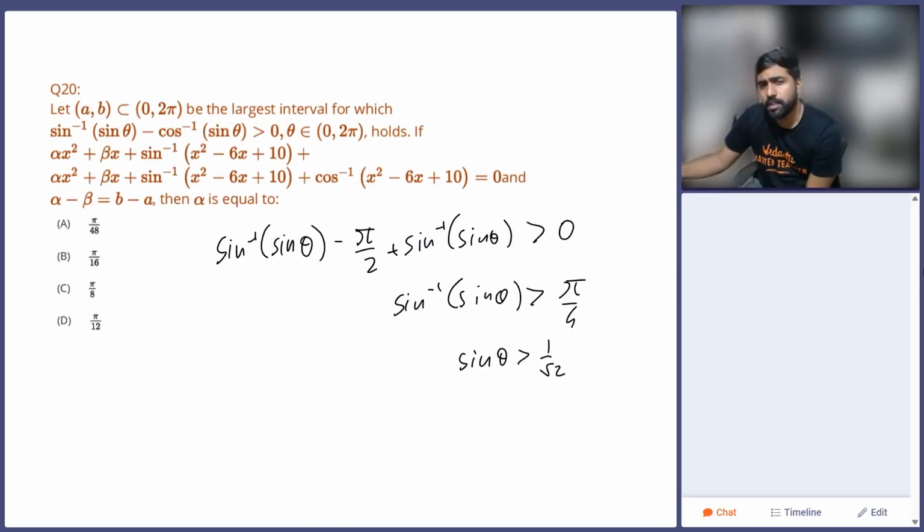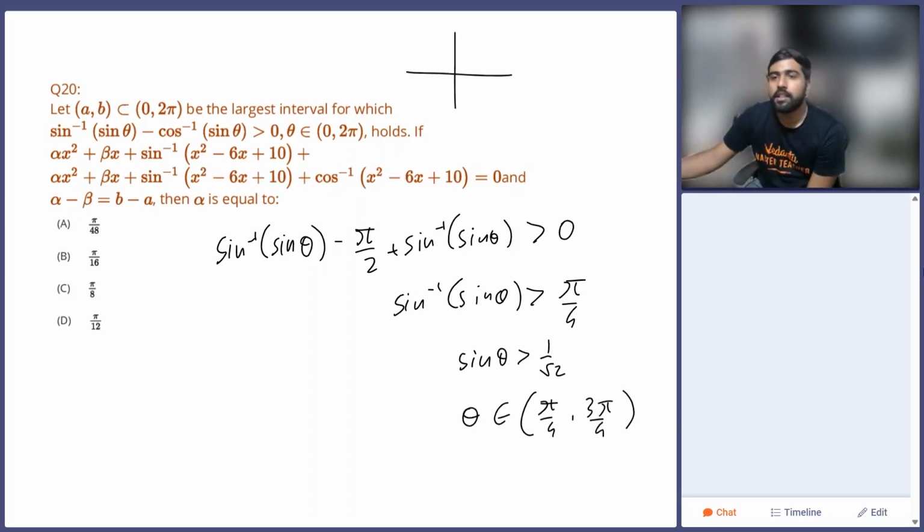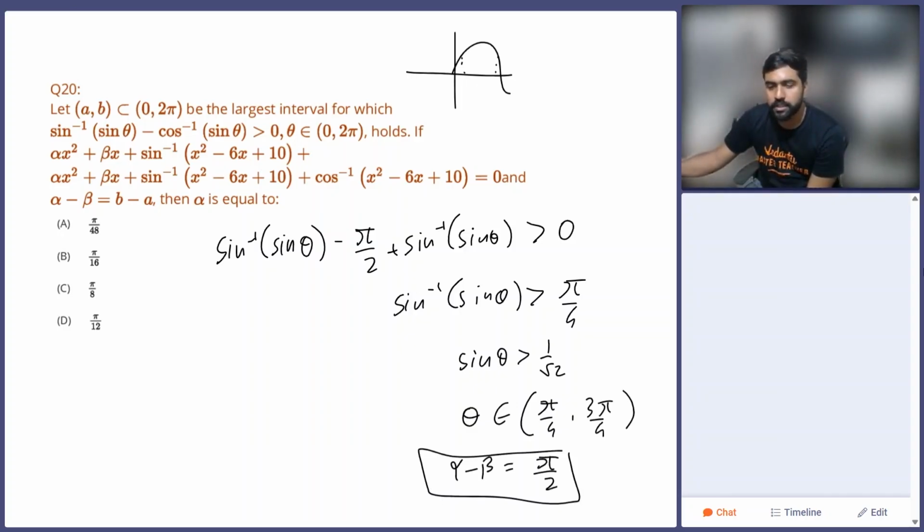So between 0 to 2 pi interval, where is this true? It is true between pi by 4 to 3 pi by 4. That's the region where sine theta is bigger than 1 by root 2. So this is my A comma B interval, that much I have gotten. Now it is given to you that alpha minus beta is equal to B minus A, which is pi by 2. So this is one condition that I have. So beta equals alpha minus pi by 2, or alpha equals beta plus pi by 2.